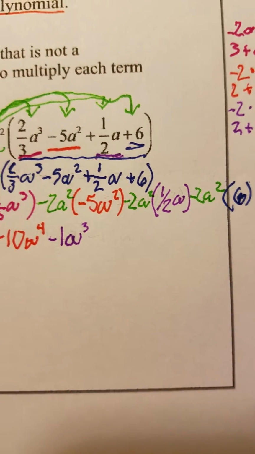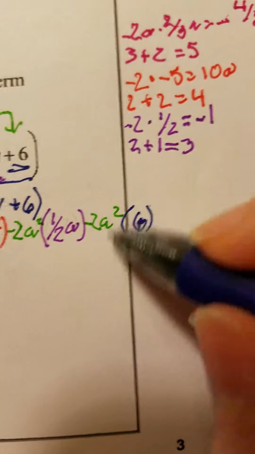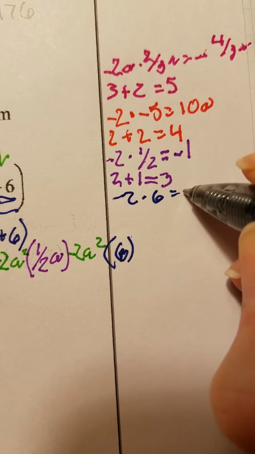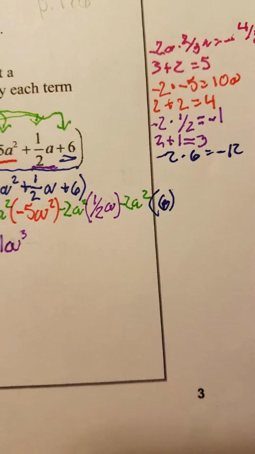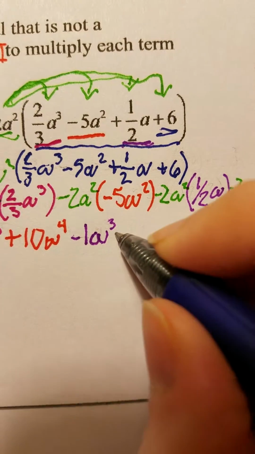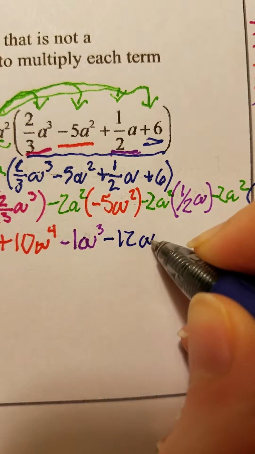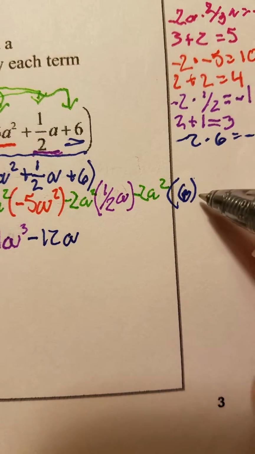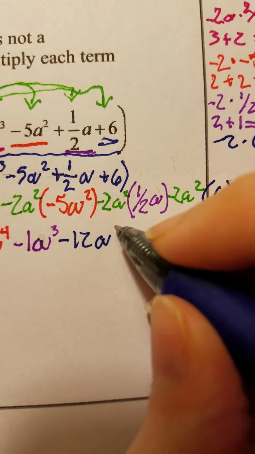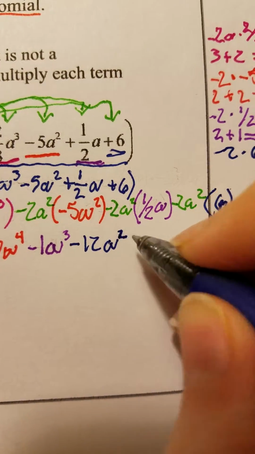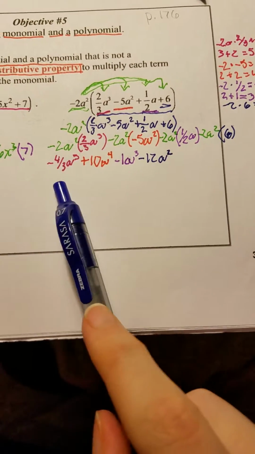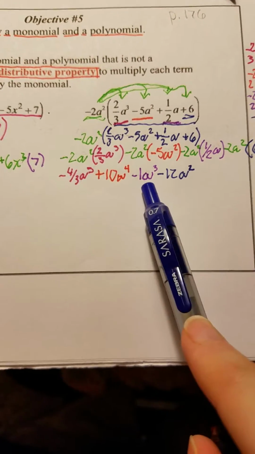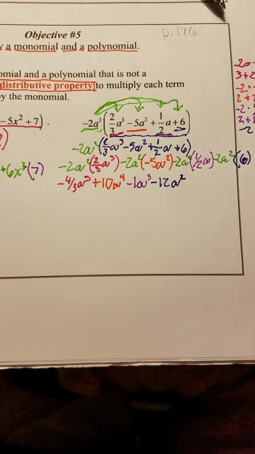And then finally, your last one. Negative 2 times 6 equals negative 12, and shove your a up in there. For your exponent, you don't have any of that here, so you just keep the 2. So you just have negative 12a squared. Therefore, the answer is negative 4 over 3a to the 5th plus 10a to the 4th minus a to the 3rd minus 12a to the 2nd.